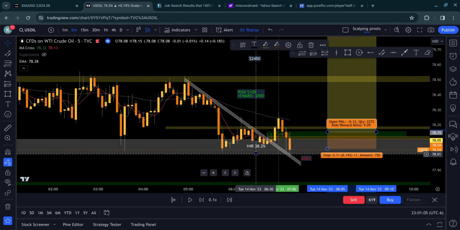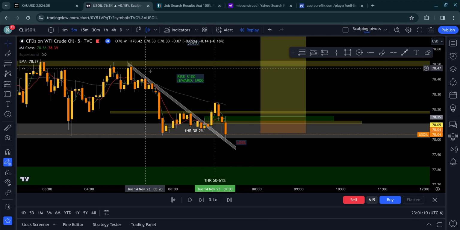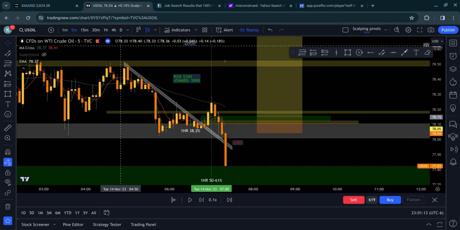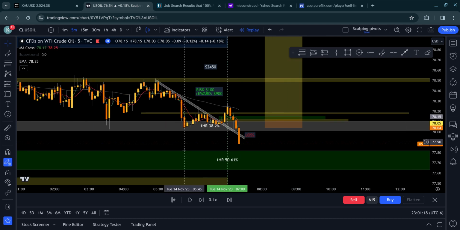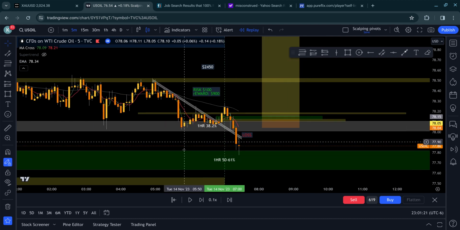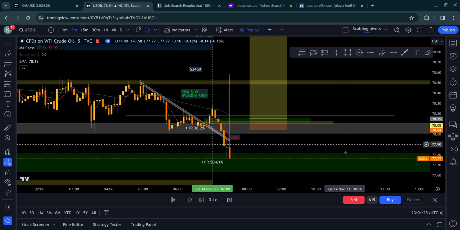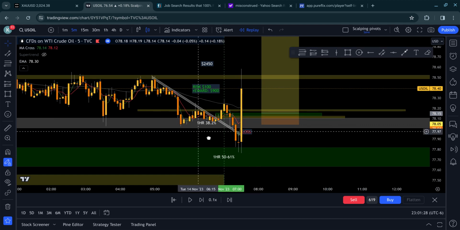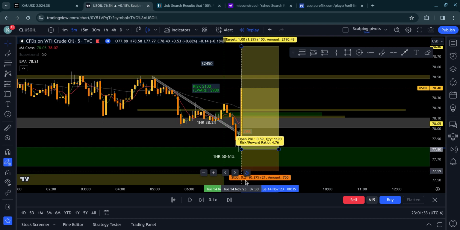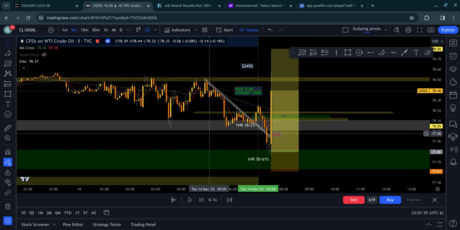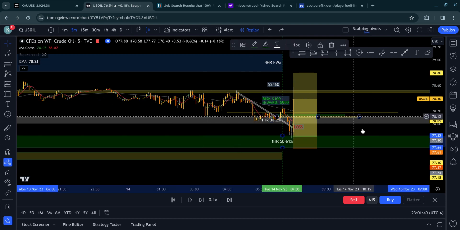Now, what am I going to do here? On my 5-minute, I'm going to wait and see what type of response we get. All right, so now we're getting a pullback into that 1-hour zone. Now I can say, hey, I can be a little bit more aggressive now because I got a pullback into that zone that I was really particular about. So now I can look for that re-entry, right?